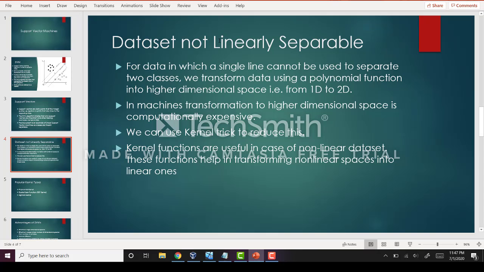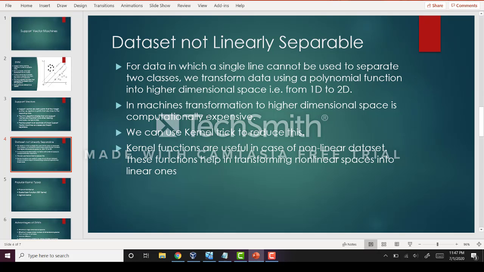Next, what if we have a data set that cannot be linearly separated? For data in which a single line cannot be used to separate two classes, we transform the data using a polynomial function into higher dimensional space. That is, if it is one-dimensional data, then we transform it to 2D. If it's 2D, we transform it to 3D.